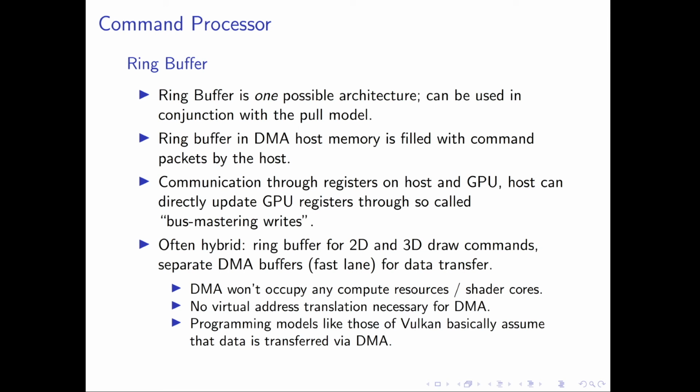And those models are often hybrid. Quite often the GPU would use, for instance, a ring buffer for typical draw or state change commands, and then have separate DMA buffers for large data transfers. In a design like that, you would usually not have vertex buffers floating around in the command buffer, or pointers to vertex buffers.